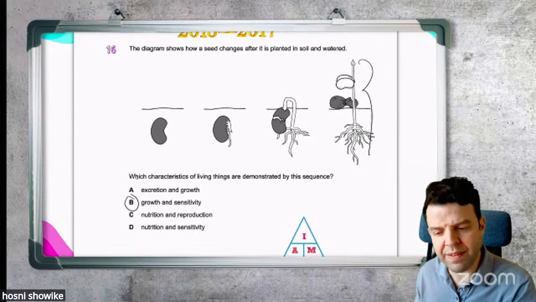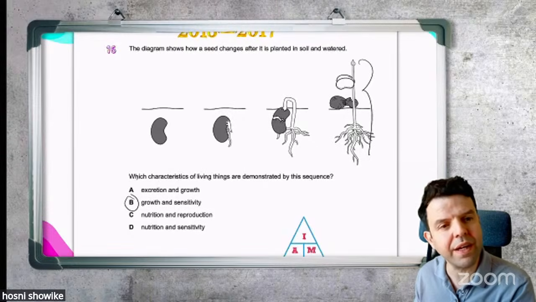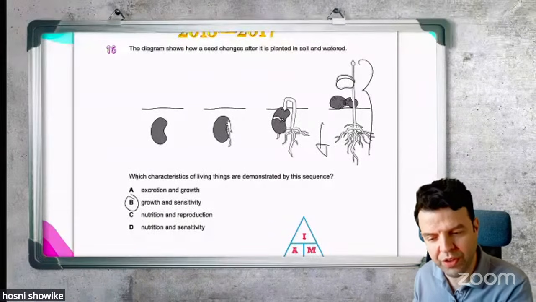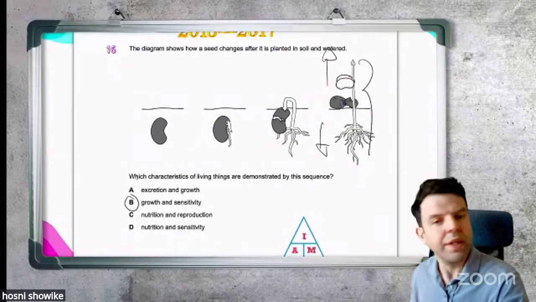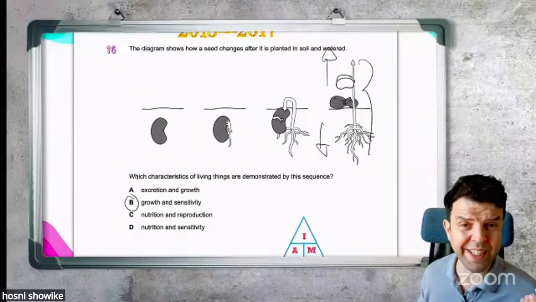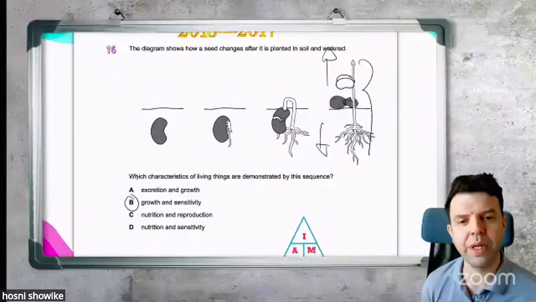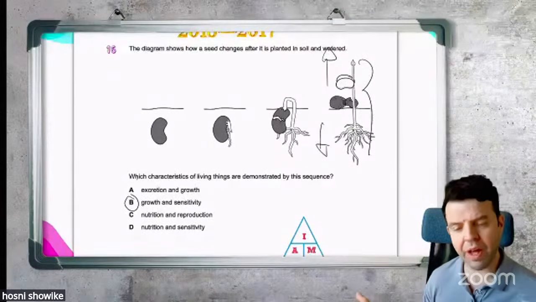And it's sensitivity. Why sensitivity? Because the roots went downwards and the shoot went upwards. Okay? No excretion. Do you see any wastes, gases, water vapor? Nothing about excretion here, okay?